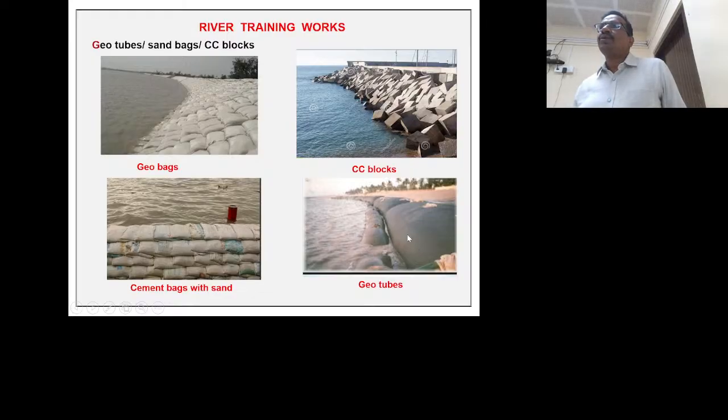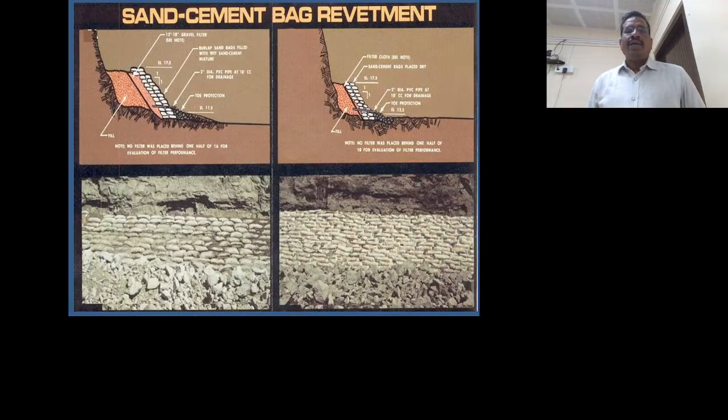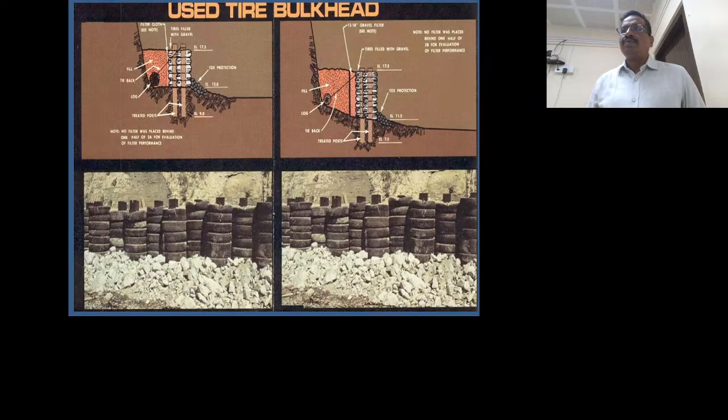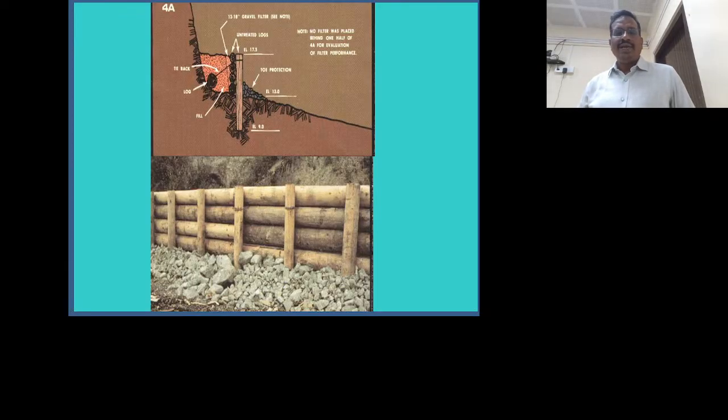These are the geotubes used as bank protection works in UP. This is the Sharda River, and sand cement bag revetment. This is a very old type of revetment, using bamboos or wooden logs and tires, car or two-wheeler tires, put inside. This is also one type of protection works; earlier days people were doing it like this.